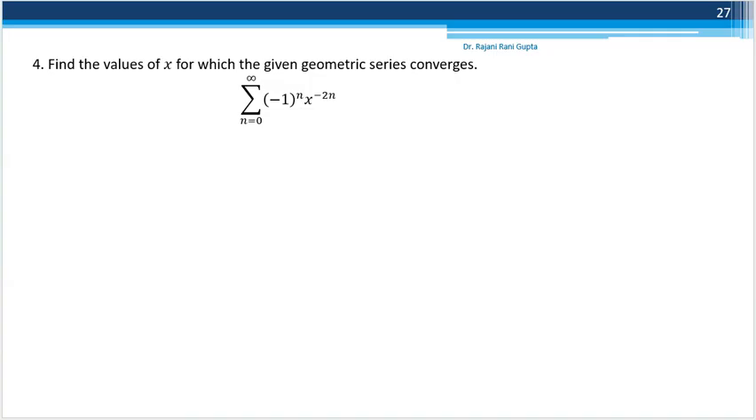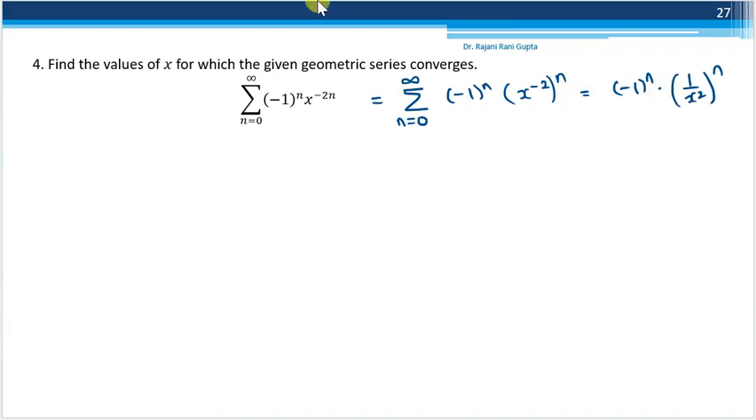Now, let's solve one more question. So what you have here? Okay, first rewrite it, because we need only power n. Summation n from 0 to infinity, minus 1 power n, I can write it as x power minus 2 and its power n by using the law of exponents. Okay. Now, since it's a negative power, we can write this term as minus 1 power n and 1 over x squared to the power n to make the power positive.